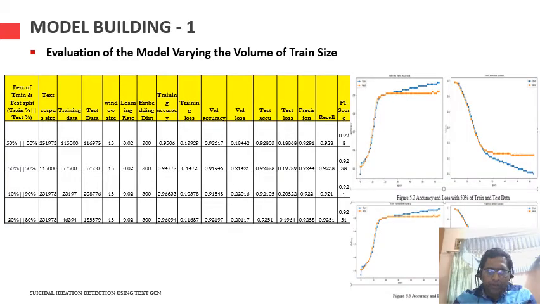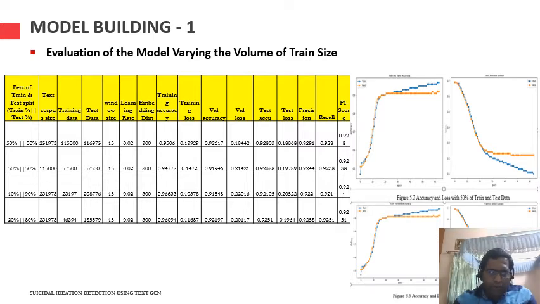As part of the model building process, we first evaluated our model, varying the volume of the train size split. Initially we had a train and test split of 50-50%. We were able to see accuracy up to 92% on the test data, and gradually we decreased it till 10%, where 10% is train data and 90% is test data. And the graph did a great job in learning the pattern, even with a smaller amount of train data. We were able to get an accuracy of 92%.